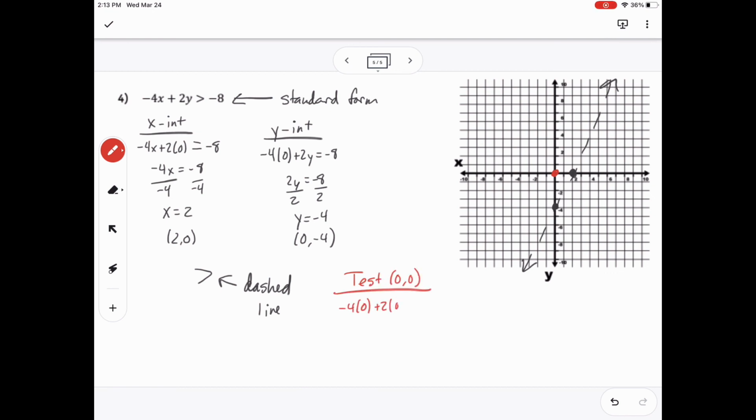And then plugging in 0, 0, since it's standard form, the 0 will be on the left. 0 is greater than -8. So that is a true statement, so I'll shade everything on the left side, or the side that includes 0, 0.